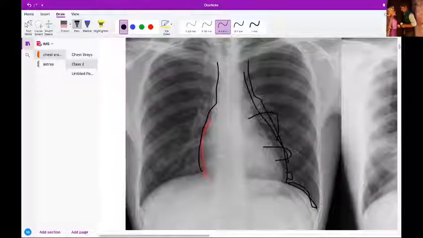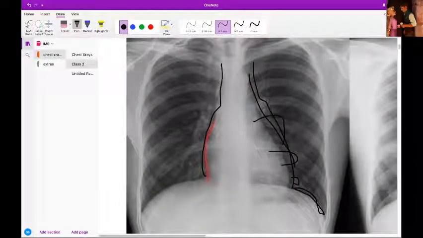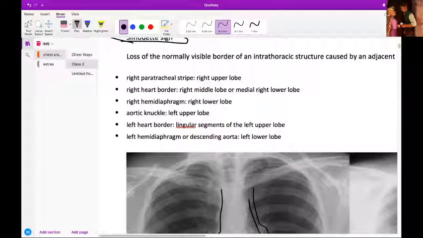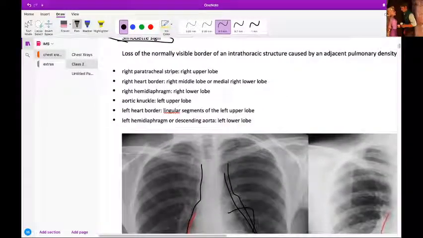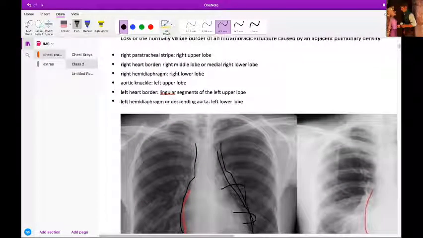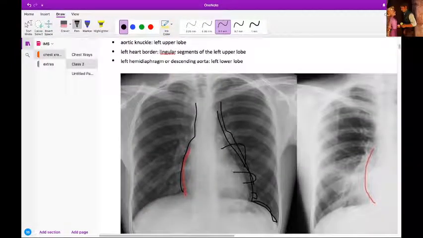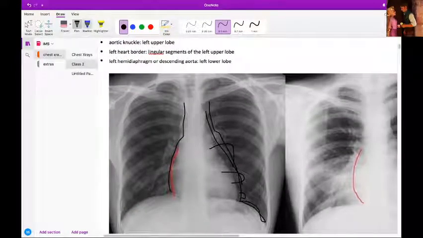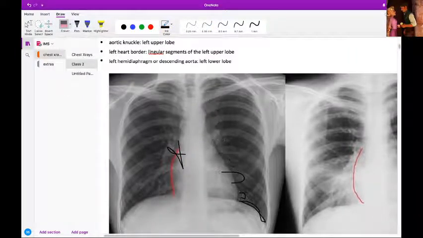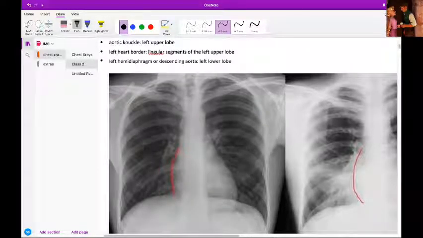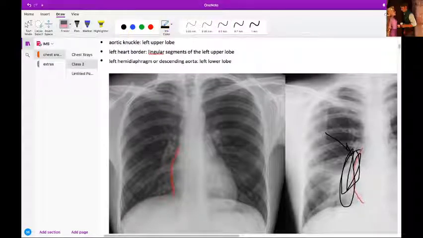So, loss of the normal visible border of an intrathoracic structure caused by an adjacent pulmonary density. Over here, as you can see, this border is pretty clear, a well-defined border. But on this side, because there is some consolidation, some increased density and opacity over here, that is basically what silhouette sign is.